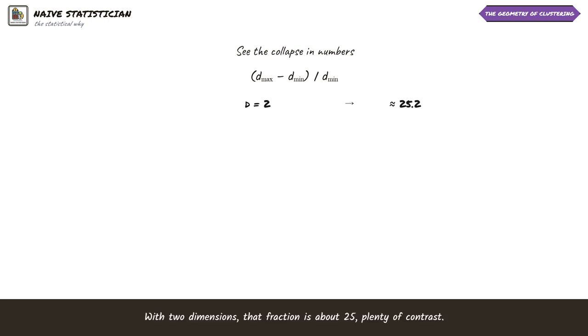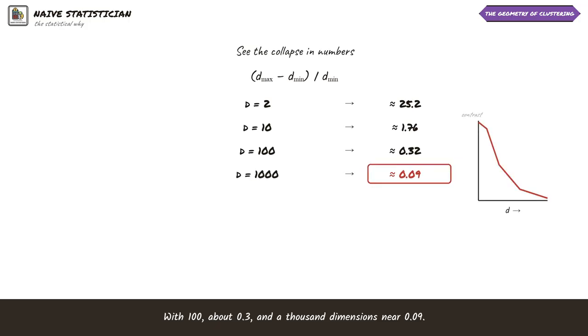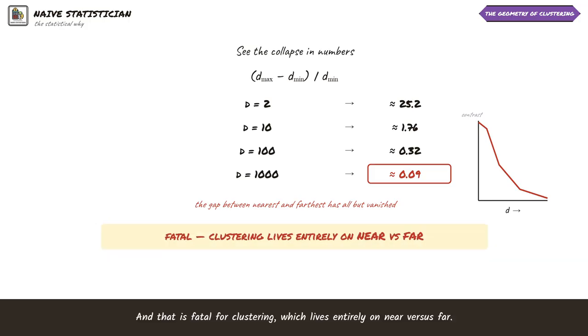With 2 dimensions, that fraction is about 25, plenty of contrast. With 10, it falls below 2. With 100, about 0.3, and with 1,000 dimensions near 0.09. The gap between nearest and farthest has all but vanished. And that is fatal for clustering, which lives entirely on near versus far.